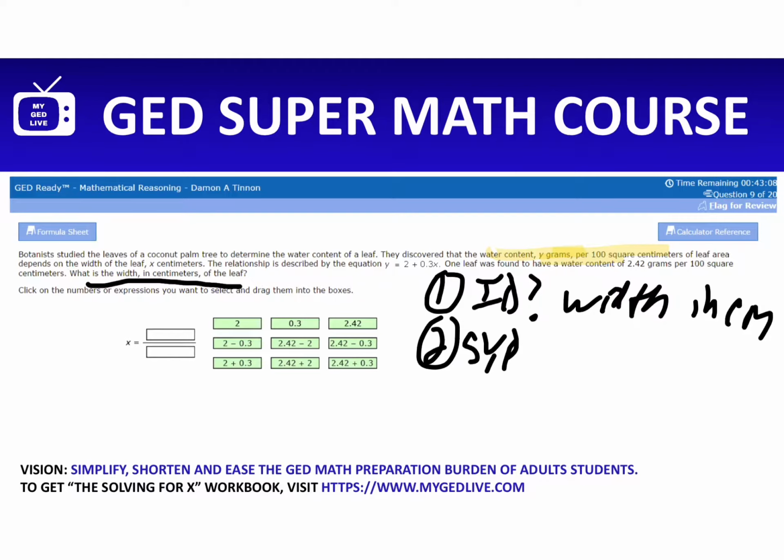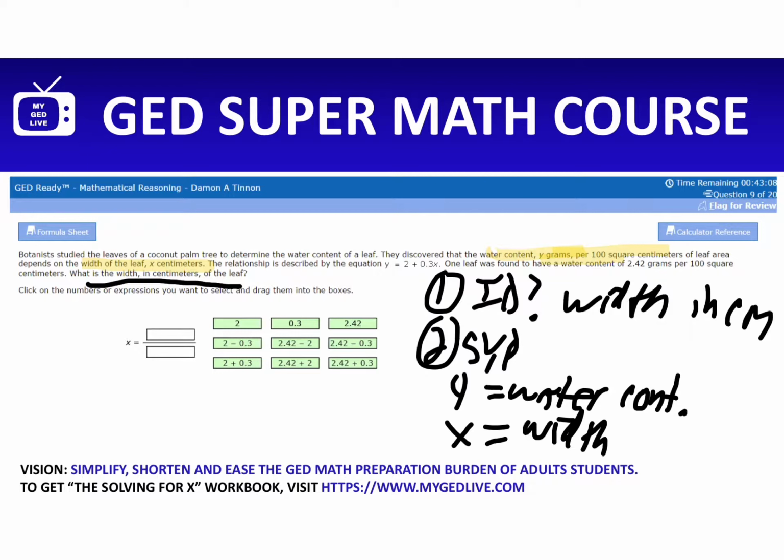Okay, so I'm going to come down here and just simply write that. Y is water content. Abbreviate that. And then x is centimeters. And width, so I'm going to highlight that, width of the leaf. So now come up here, width of leaf in centimeters. Okay, so all we're doing is just pulling information.